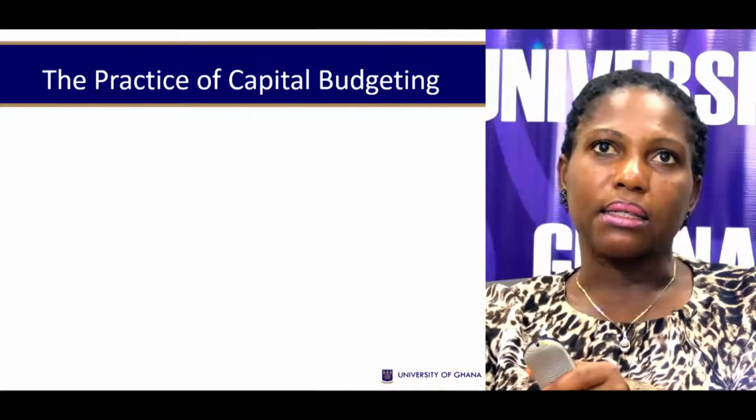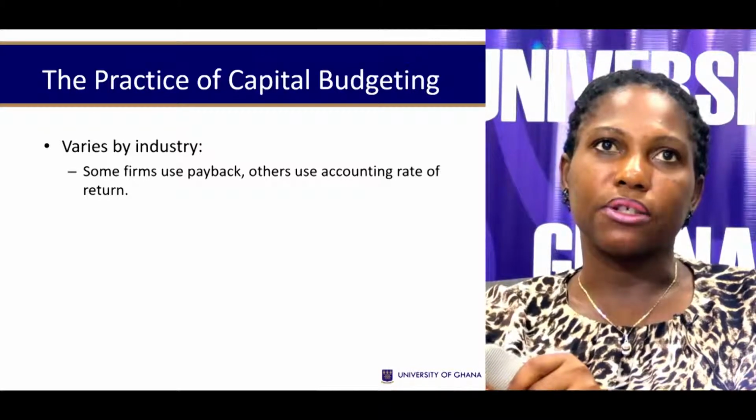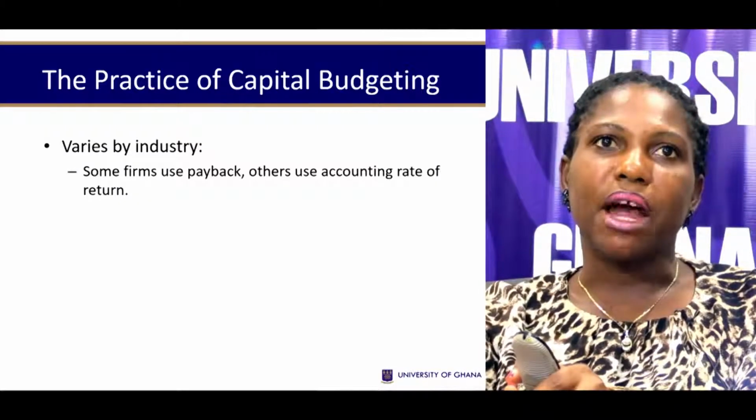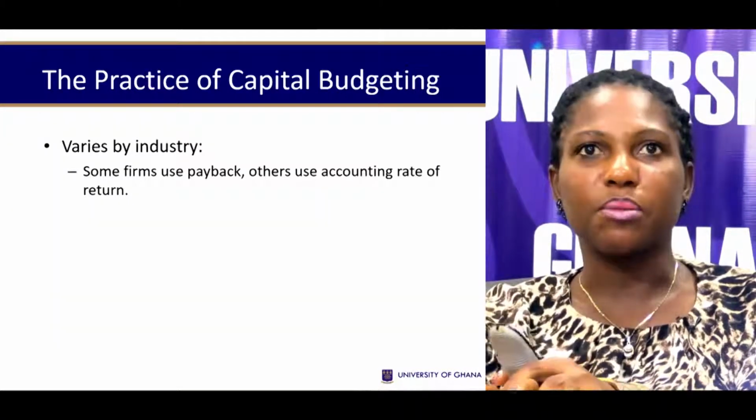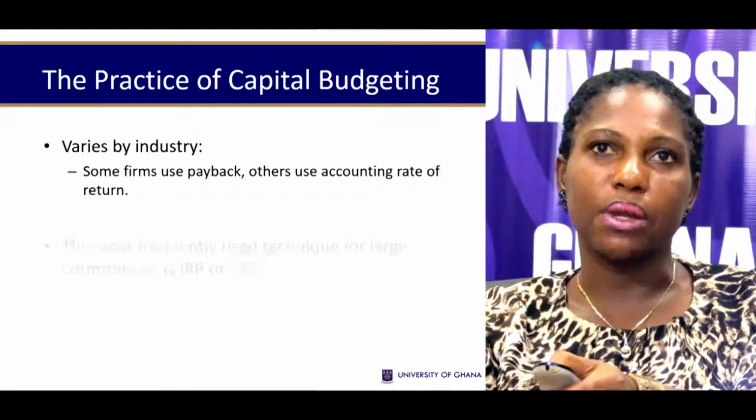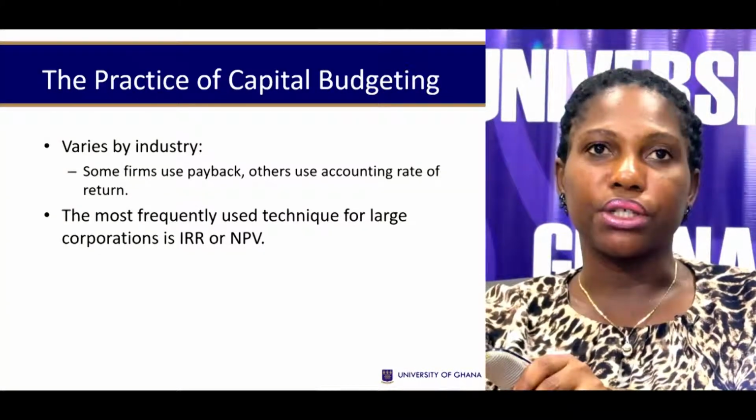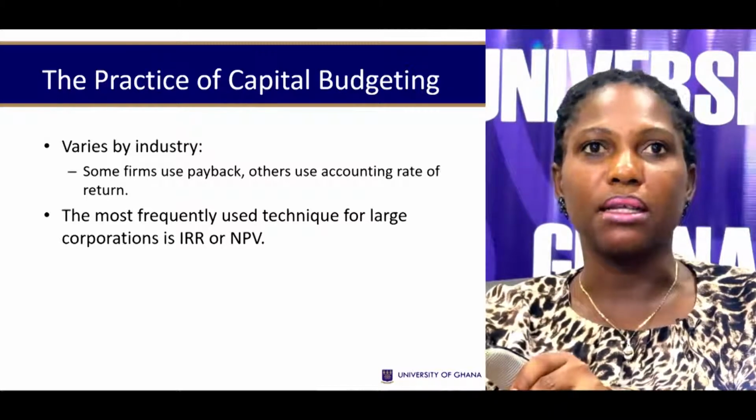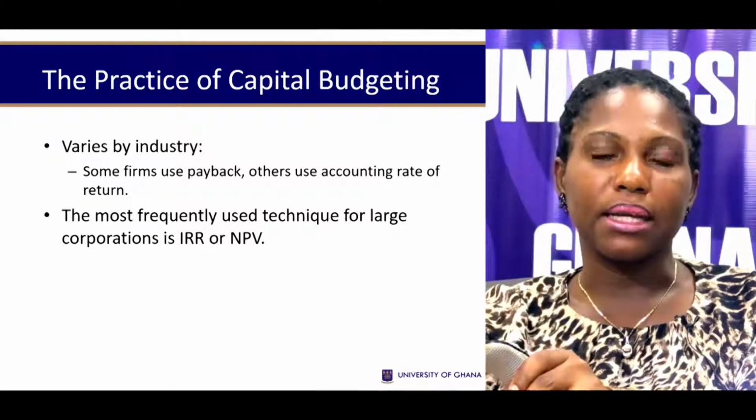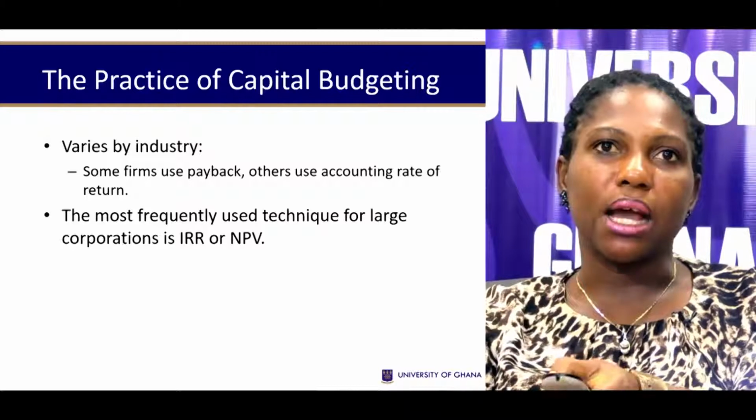Now let's look at how to incorporate that in capital budgeting decisions. Now, with the practice of capital budgeting, we normally realize that it varies by industry. Some firms may use payback, others use accounting rates of return. It usually depends on how easy they find that. The most frequently used techniques for large corporations, typically because they've got the expertise, are the internal rate of return and the NPV. Though a bit complicated in computing, they are quite valuable in how they affect the outcome for decision making.